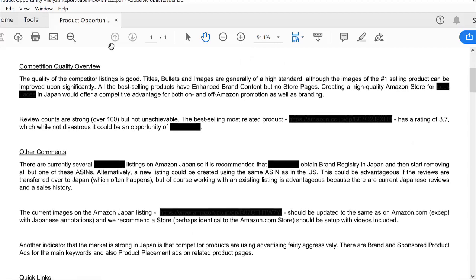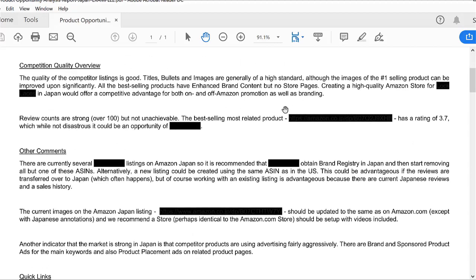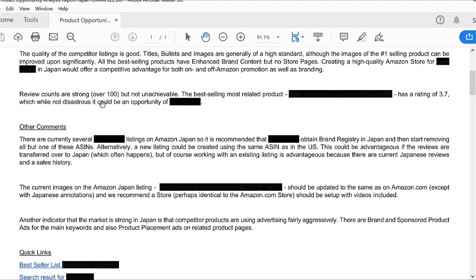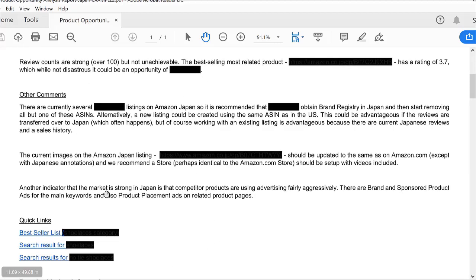We then do a short summary about the quality of the competitors' listings. So here we've summarised that the competitor listings are good, the titles, bullets and images are of a high standard, but we've also identified in this case that the best-selling product's images could be improved upon. We've also identified that there are no store pages, so this could be a competitive advantage for this client if they created a store page and used that for branding. And we go on about the reviews. So we've identified that most products here have over 100 reviews, so it's quite strong, but it's not unachievable. But again, the best-selling product, which we link to, has a review rating of 3.7, so there could be an opportunity.